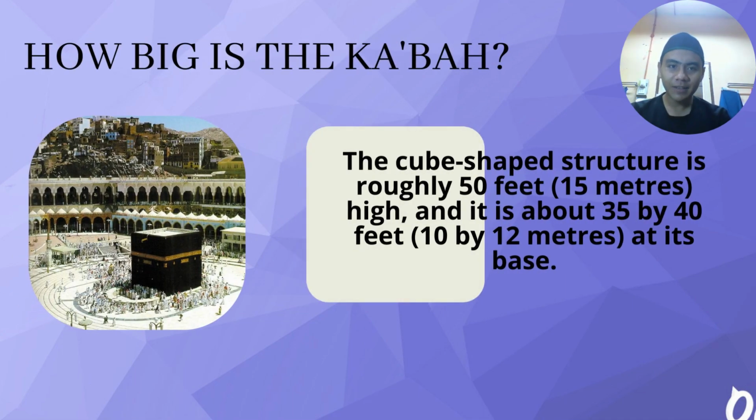How big is the Kaaba? The cube-shaped structure is roughly 50 feet or 15 meters high, and it is about 35 by 40 feet, 10 by 12 meters at its base.